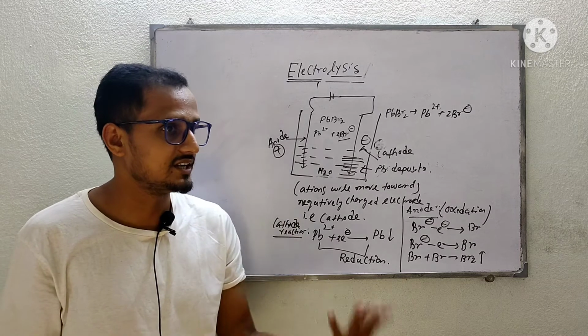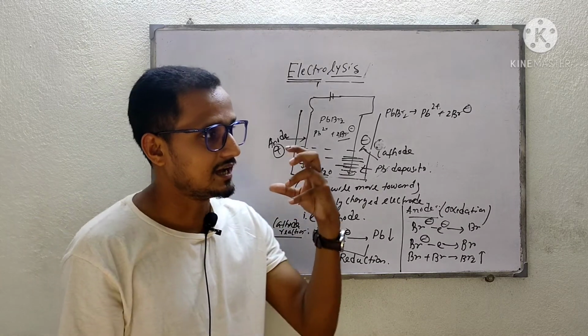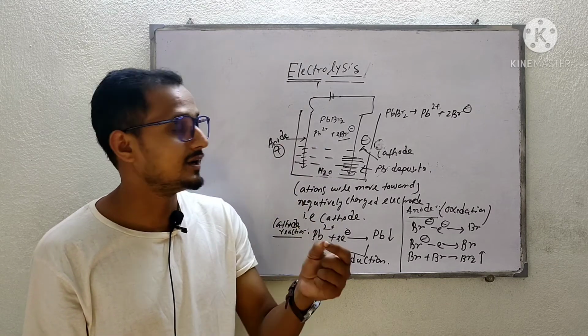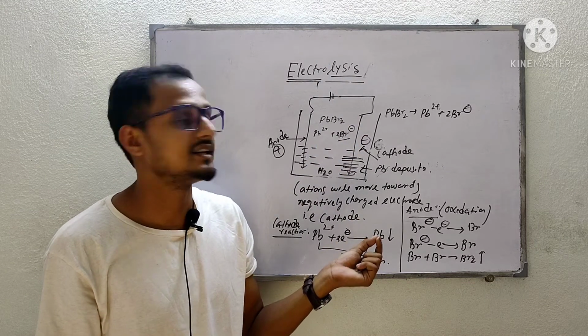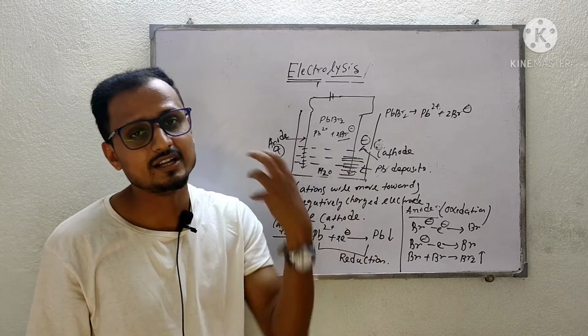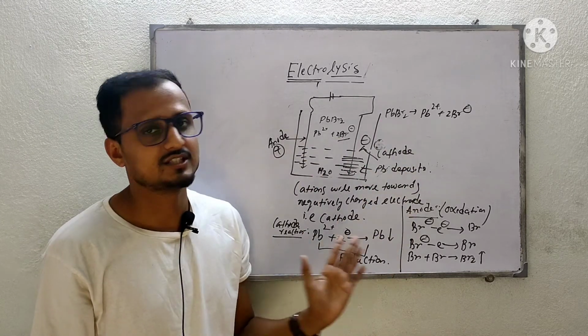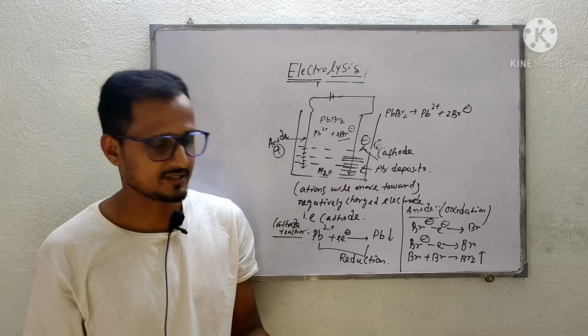If you are taking a graphite electrode, the electrolysis process may differ. If you are taking a platinum electrode, the electrolysis process may differ. If you are taking a metal electrode, the electrolysis process may also differ. So actually this is the common electrolysis process. In the next video, I will discuss another electrolysis process.